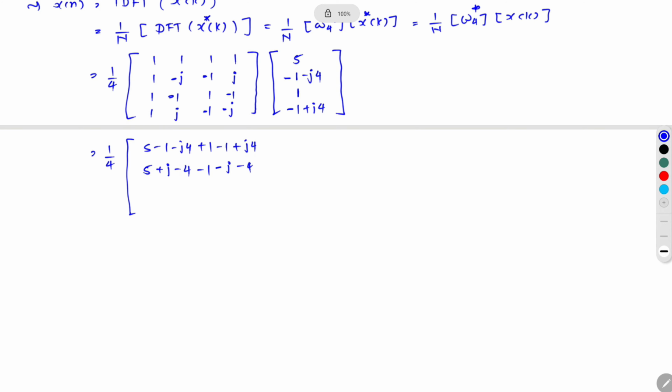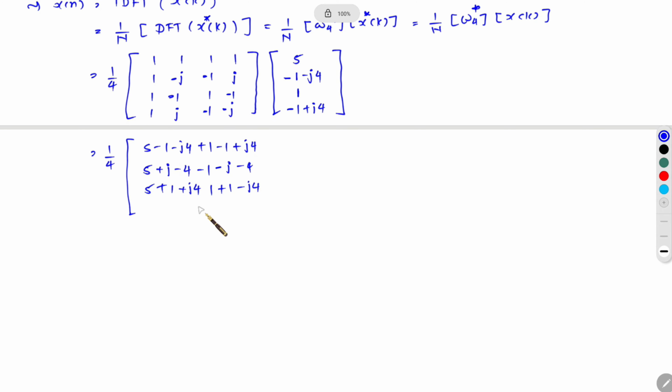Right. Now the third element is this row into this column. So 1 into 5 is 5. -1 into -1 is +1. -1 into minus j4 is plus j4. Then 1 into 1 is 1. Then -1 into -1 is +1. -1 into plus j4 means minus j4.